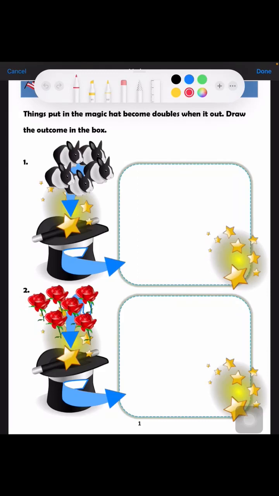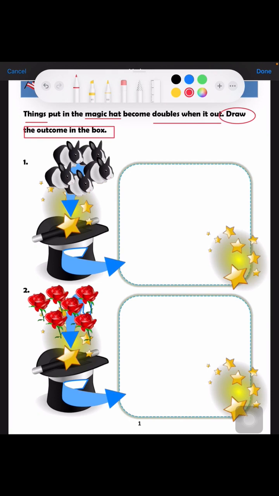Hi kids, please turn to page 1 now. Here we got the magic hat. When we put the things in the magic hat, it becomes double when it's out. So now we have to draw the outcome in the box.